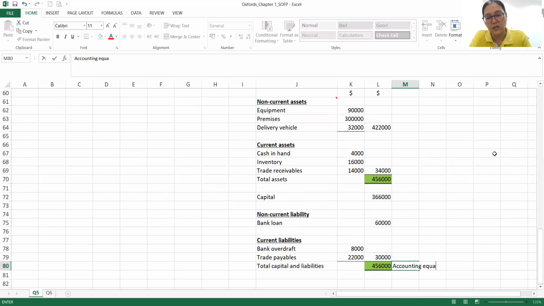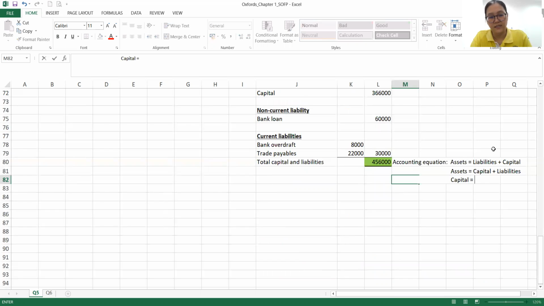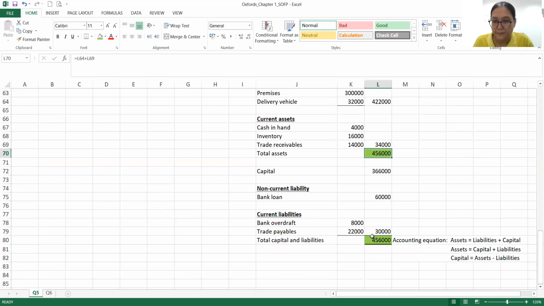So in the exam, if the question asks, what is accounting equation? Accounting equation is asset equal liability plus capital. Or you want to put asset equal capital plus liability also can. If you want to put capital equal to asset minus liability also can. So this is what is meant by accounting equation. Always must be the same.